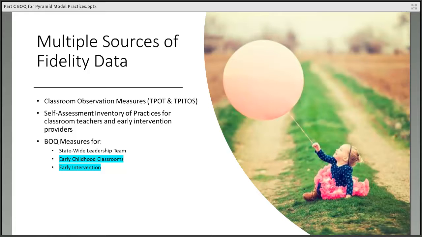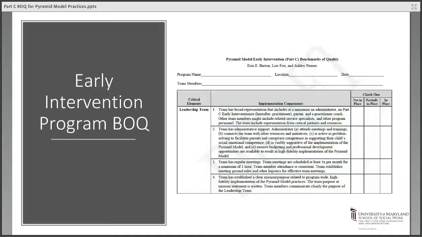And then there are the Benchmarks of Quality measures. As was said, there's one for statewide leadership. There's another that looks at classrooms for early childhood, and there's another that looks specifically at Part C early intervention work. We're going to be focusing on those two today, which is why they're highlighted here.